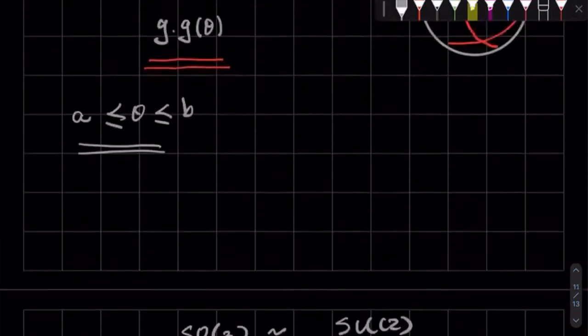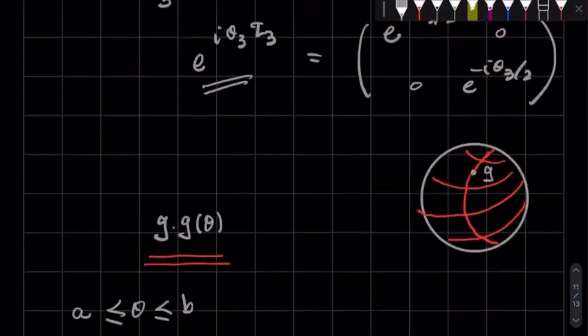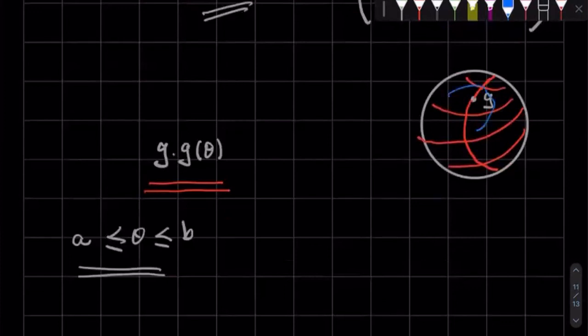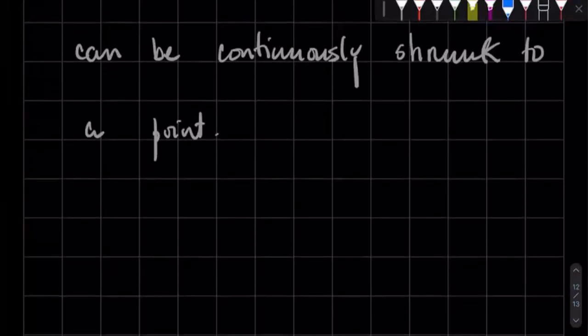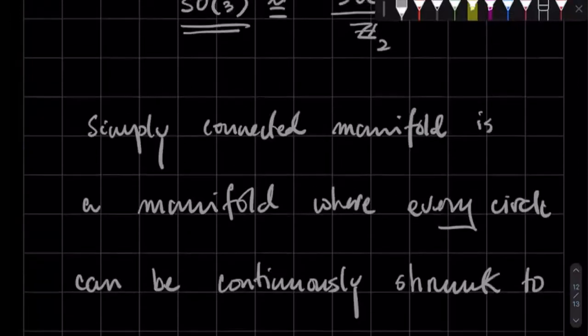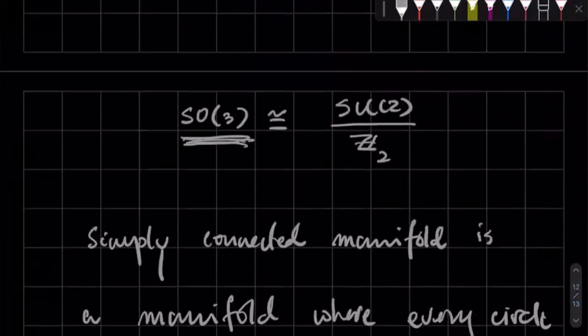Right? And we know that whenever we have a sphere, we can have some closed curve, and like a very stiff rubber band, if you let it go, it'll just become like a point. So spheres are simply connected. What else is simply connected? R3 is simply connected. We live in R3. We know it's simply connected. But SO3 is not simply connected.